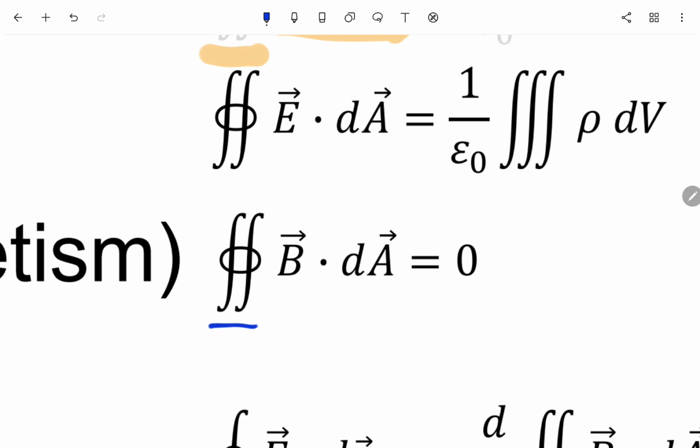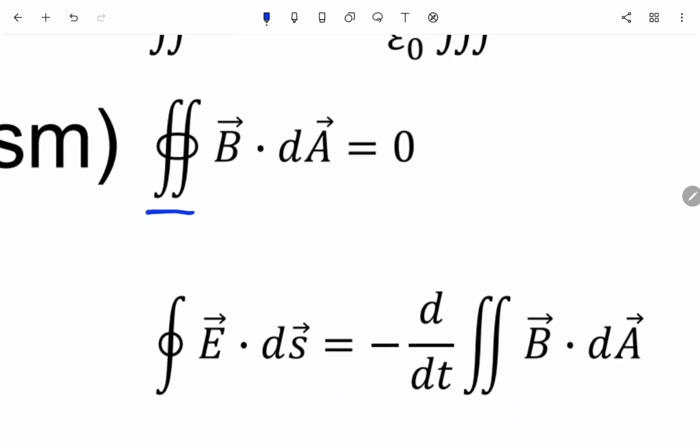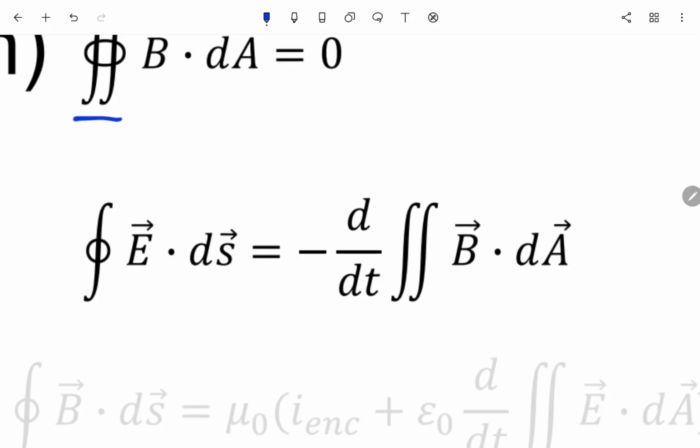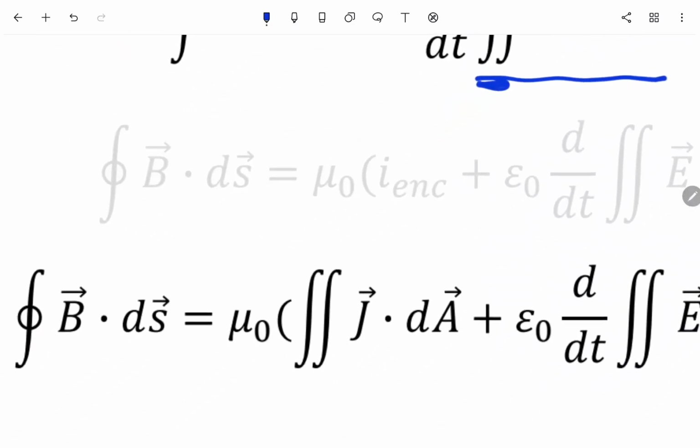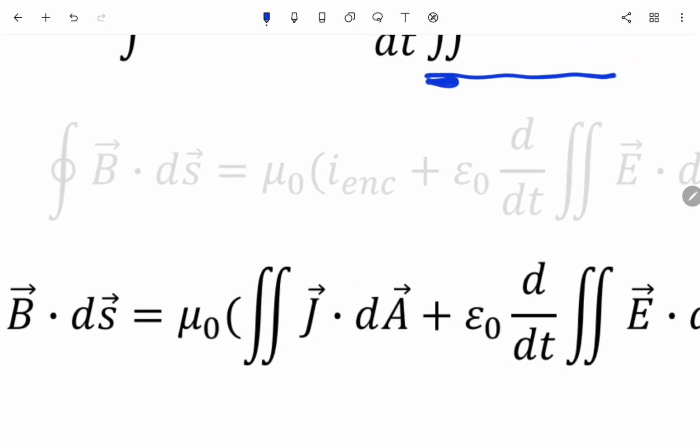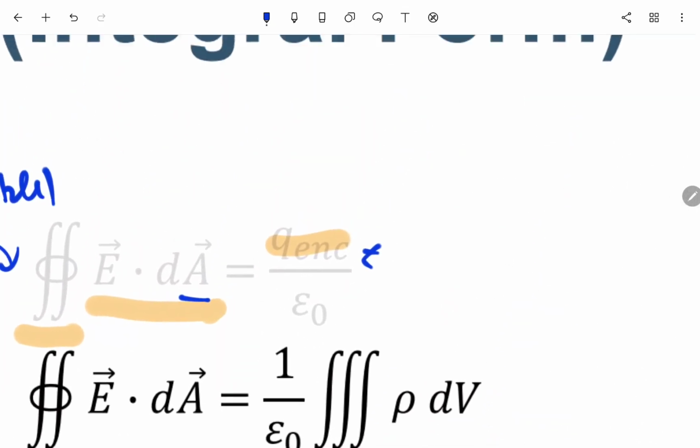So similarly, this one is also a double integral, or surface integral, so we use two integration signs. Although we don't have a circle to specify that it is a closed surface integral, this is not a closed surface integral, so we only have a double integral sign. Okay, so here, go back to here.